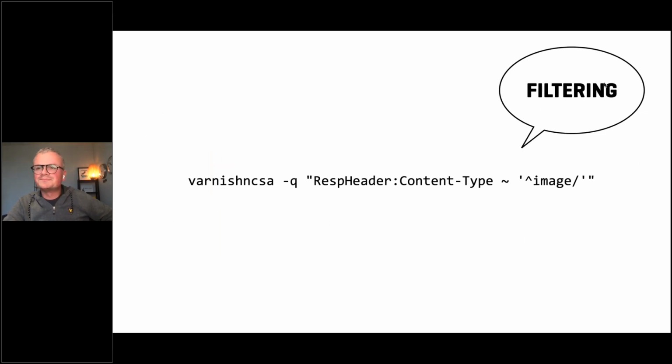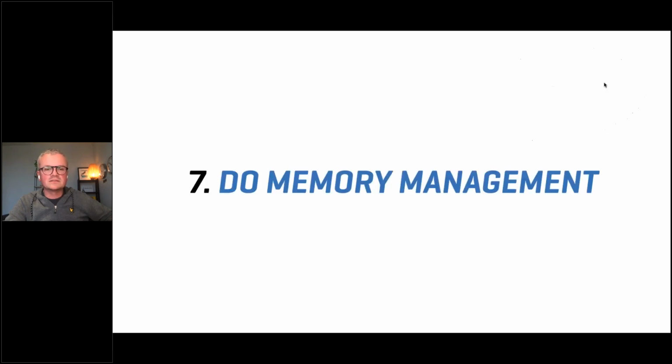So what about this one? Yeah, this one will run Varnish NCSA with a query on the Content-Type response header matching the word image and the slash. So you can do filtering on Varnish NCSA as well. Everything I've said regarding Varnish Log, so the JSON output and the filtering, can also be applied to Varnish NCSA, because we know the logging. And this one will just output all the images. It'll create lines for images.